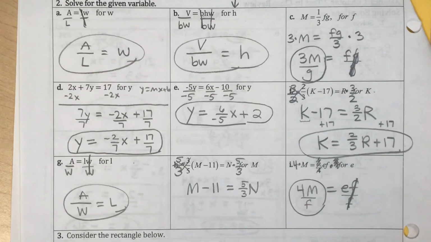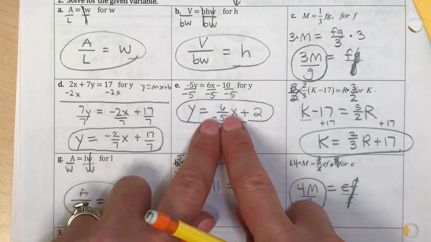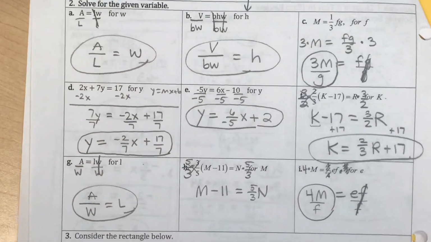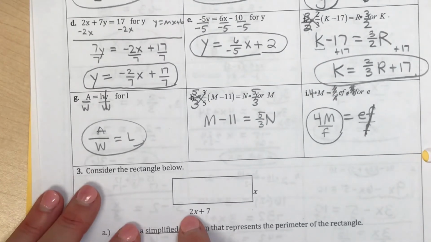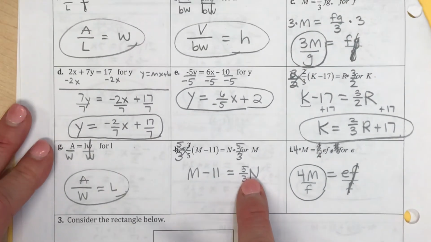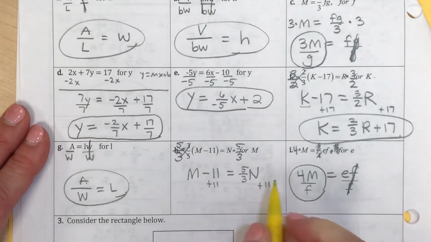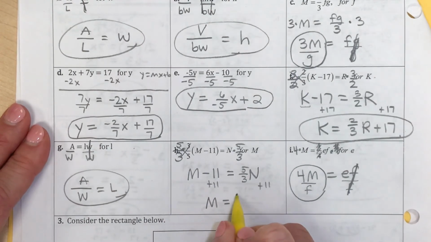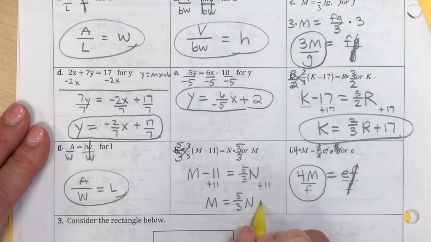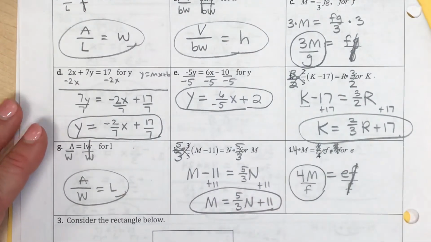I'm going to move my coefficient in front of the letter. If you notice, we always put a coefficient in front of the letter here, and I mean on all of these, here's a coefficient in front of the letter, so make sure that coefficient goes in front. And then I'm going to get my m by itself by adding 11 to the other side. So m is equal to 5/3 n plus 11. And there you have it.